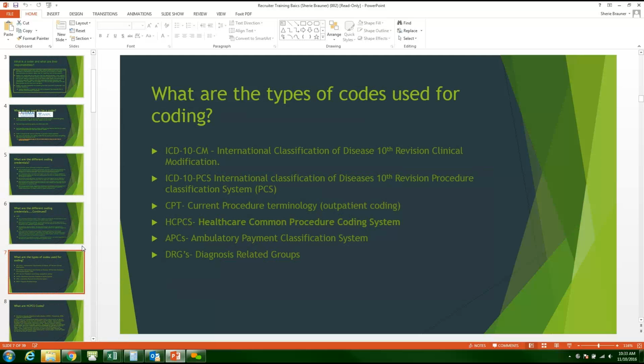Slide number 7. ICD-10-CM, International Classification of Disease 10th Revision Clinical Modification. ICD-10-PCS, International Classification of Disease 10th Revision Procedure Classification System. CPT, Current Procedural Terminology, outpatient coding. HCPCS, Healthcare Common Procedure Coding System. APCs, Ambulatory Payment Classification System. DRGs, Diagnosis-Related Groups.